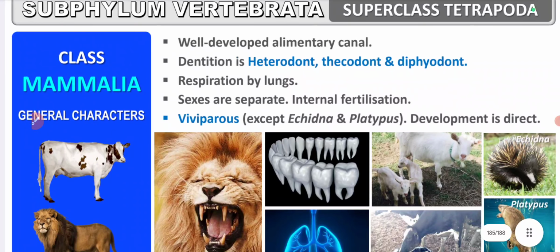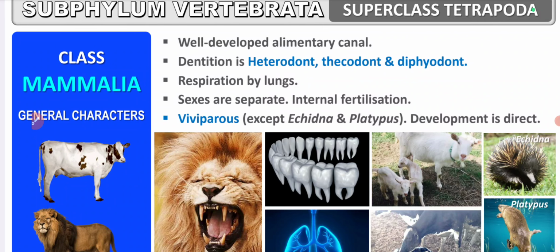Some other general characters: well-developed alimentary canal. Dentition is heterodont, thecodont and diphyodont. Heterodont means the teeth are different. There are different types of teeth present. Thecodont means teeth are attached to the sockets of the jaw. And diphyodont means they have two sets of teeth in their lifespan, one is milk teeth and second is permanent teeth.